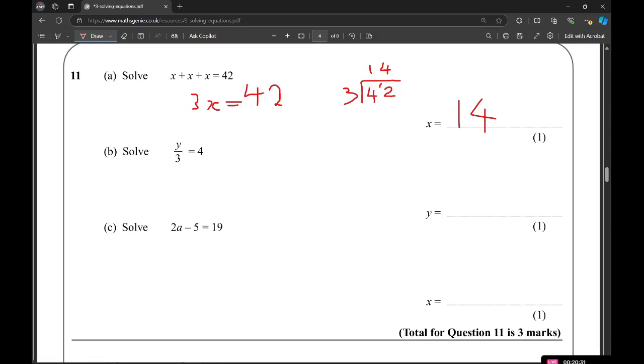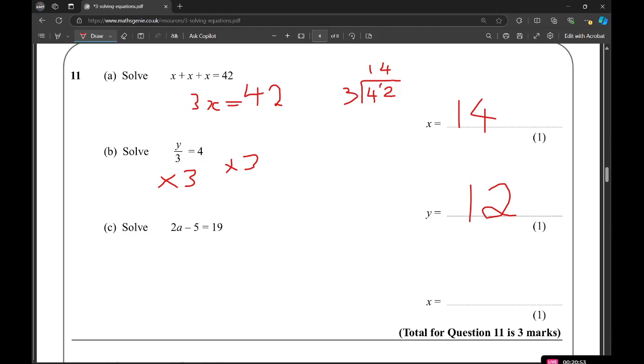Next one, guys. We have y divided by 3 is 4. What's the opposite of division? That'd be times. So times it by 3 on both sides to balance the equation. y equals 4 times 3, which is 12. If you got that, well done.